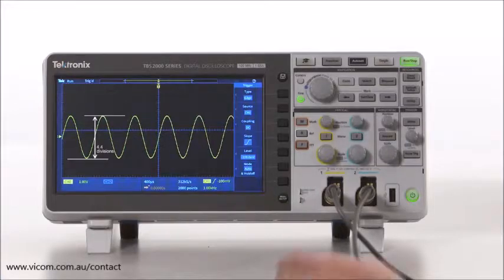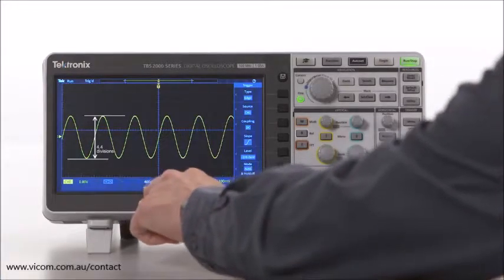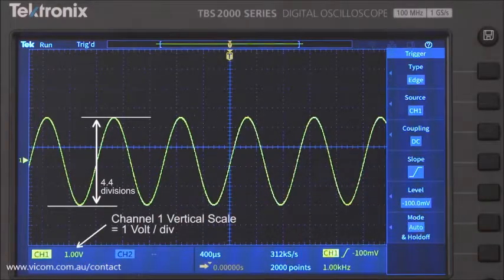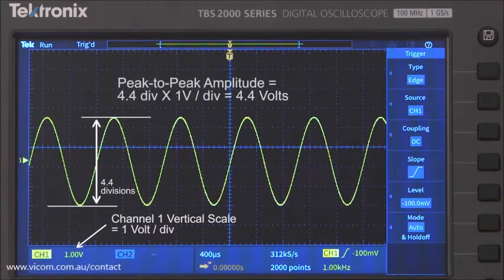You can see the vertical scale for channel 1 right here. At the moment, it's set to 1 volt per division. This makes the math really easy. The peak-to-peak amplitude of the signal is 4.4 divisions times 1 volt per division, which is 4.4 volts.